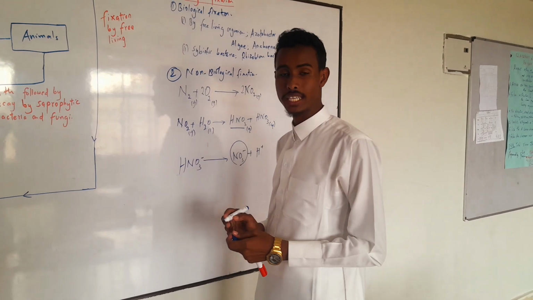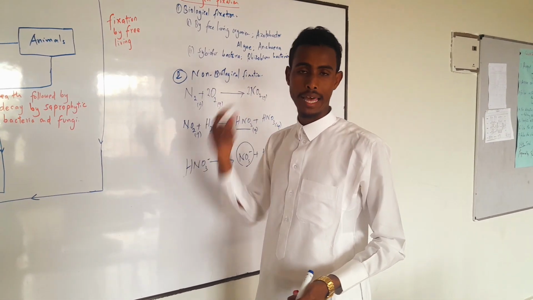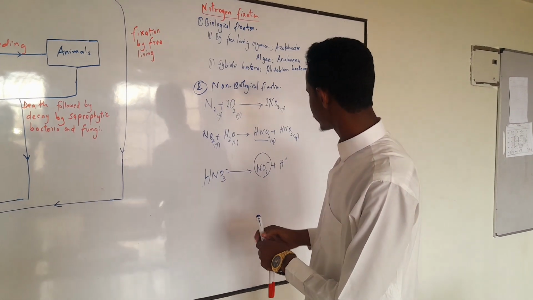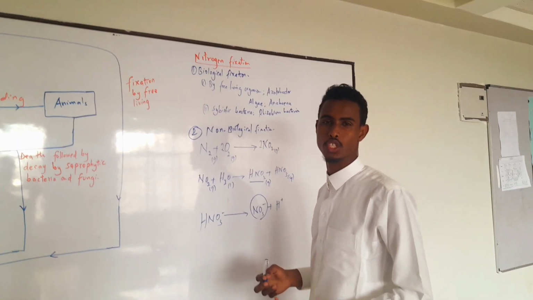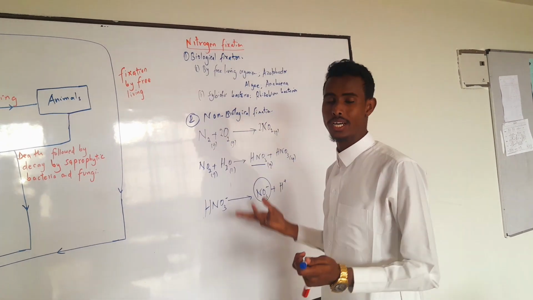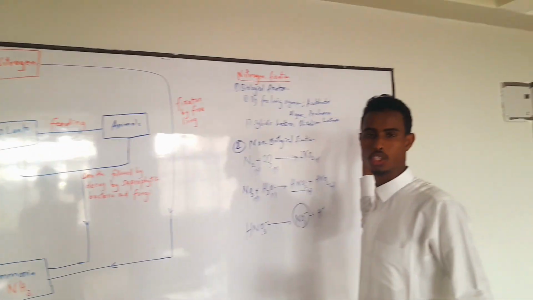Now, these nitrate ions will be absorbed back into the plant, and the plant is going to utilize it. Now, that aside, we have seen that nitrogen fixation is the process by which nitrogen is converted into a form that can be absorbed by the plant. We have 2 ways of nitrogen fixation. We have the biological fixation, we have the non-biological fixation.